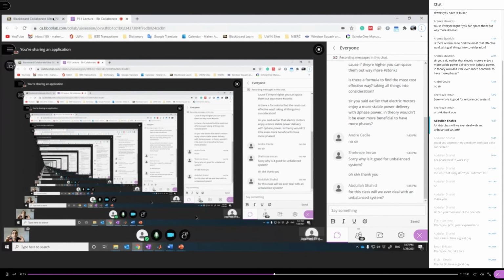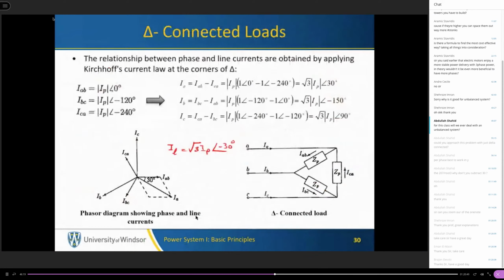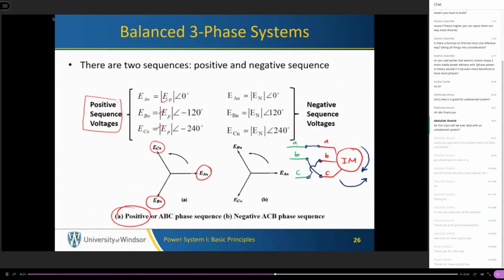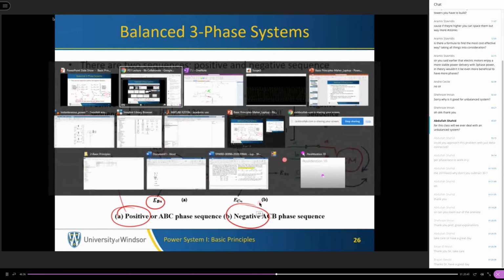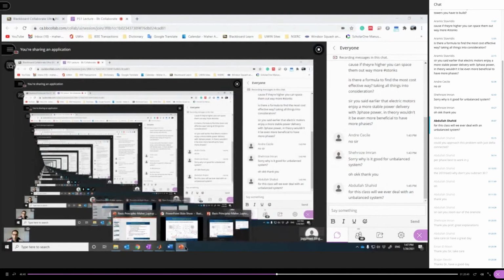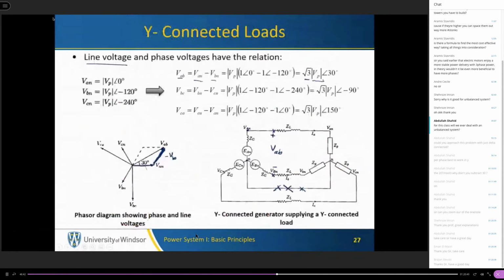The focus of this course is to use the positive sequence components, which I introduced in the beginning of this lecture. In Power Systems 1, we'll be using the positive sequence. In Power Systems 2, we'll be using all sequence components: positive, negative, and zero sequence. Okay, so let's go back to the slides.